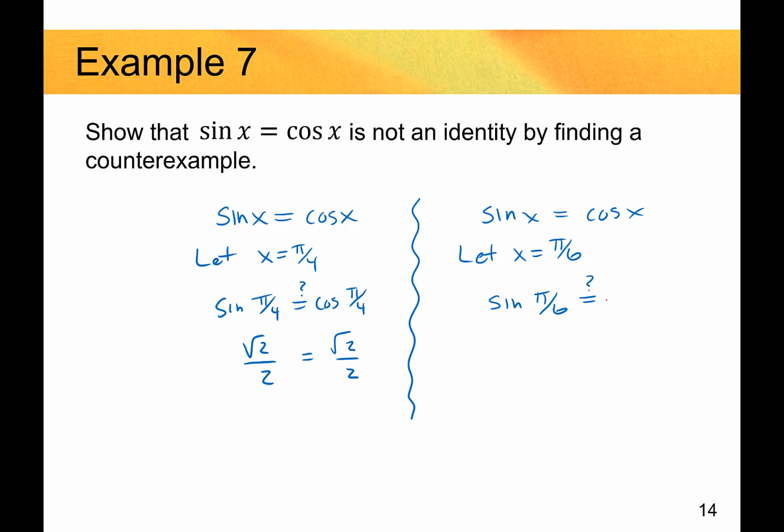Question, is it true? I'm not sure. Let's see. Total mystery. Okay, sine of pi over 6 is 1/2. And cosine of pi over 6 is root 3 over 2. And I'm going to slash that equal sign saying it is not true. Alright, that problem is done. Put our little box and done.